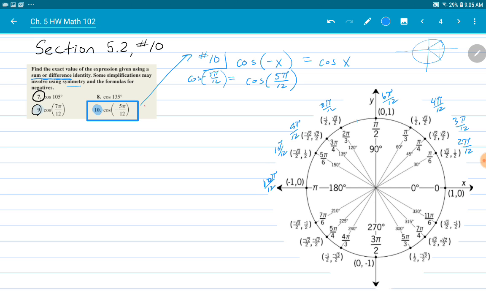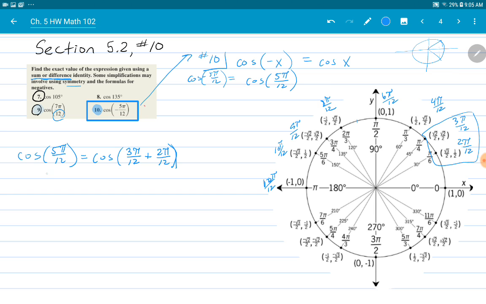We didn't really need to go that far, but I just wanted to demonstrate that you can express all of these in terms of a denominator of 12 to make some of these problems easier. So for this one, we need 5 pi. If I look at 3 pi over 12 plus 2 pi over 12, I get 5 pi over 12. So I'm going to split this cosine of 5 pi over 12 into a sum identity of 3 pi over 12 and 2 pi over 12.